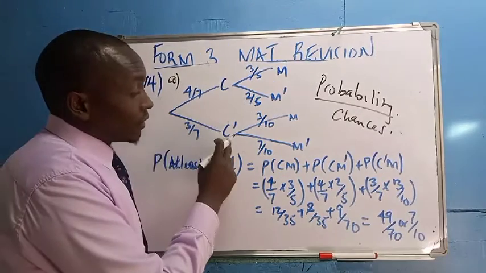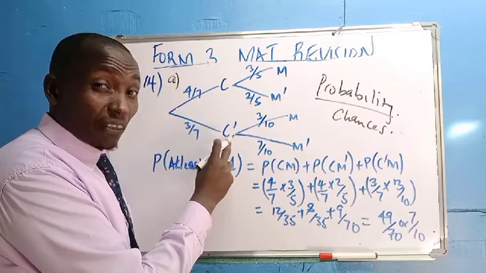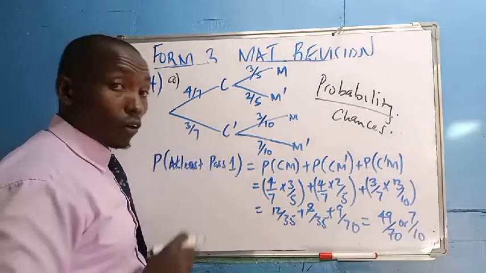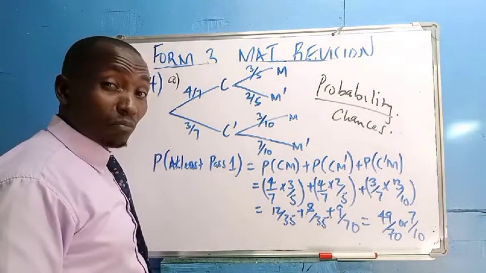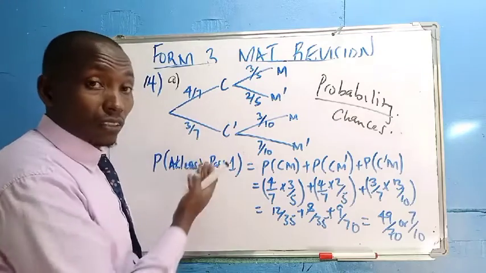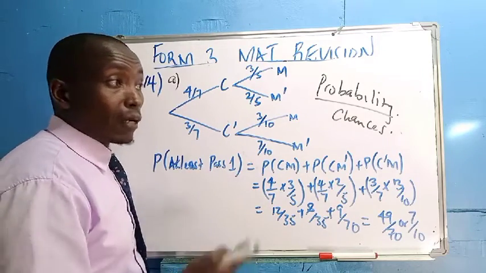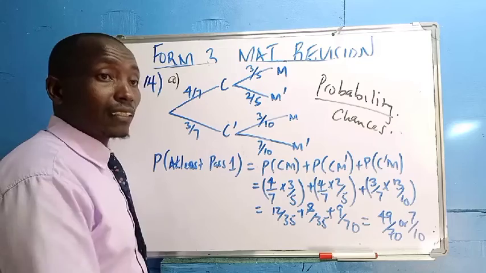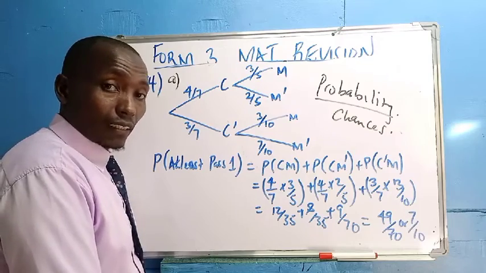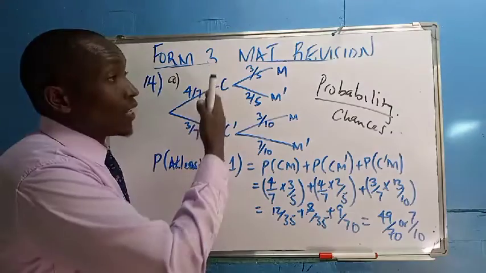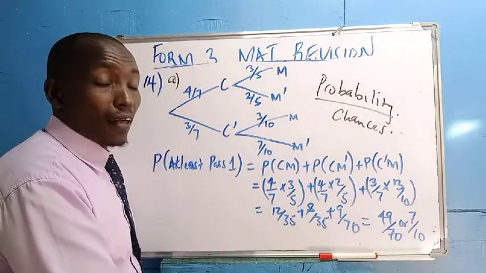So the chances that the same student will fail in chemistry is 3/7. Remember, these two events are mutually exclusive. So they are branches of the tree. If this student passes chemistry, then the chances that she has failed at the same time is not there. So one event occurring excludes the other.